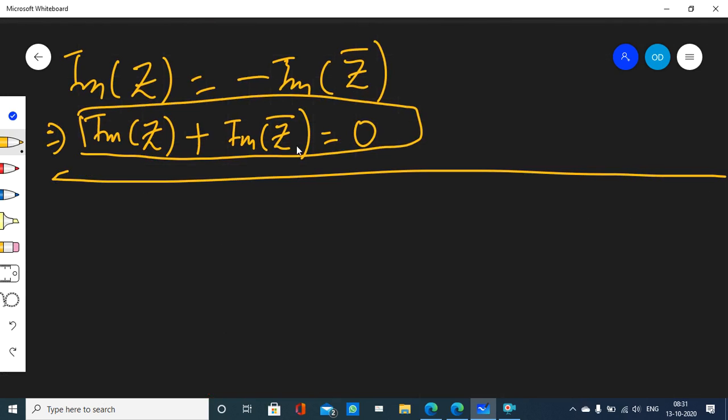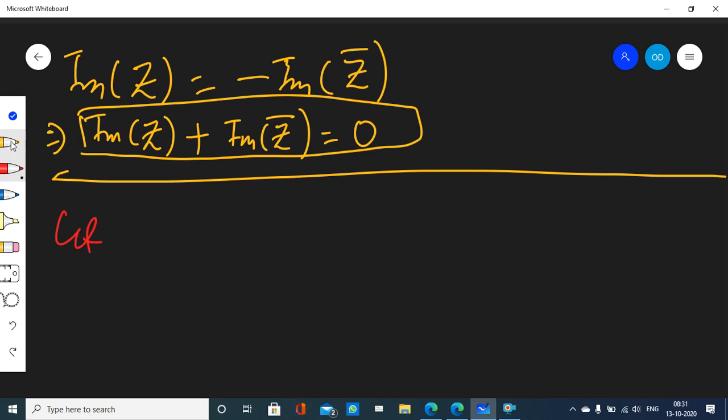So in order to get the conjugate of a complex number, do not touch the real part. I repeat, do not touch the real part. Just reverse the sign of the imaginary part. If it is plus, make it minus. If it is minus, make it plus.